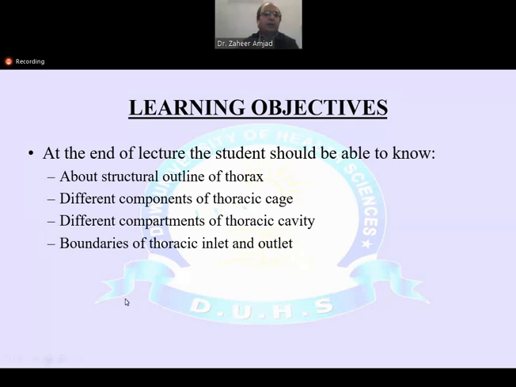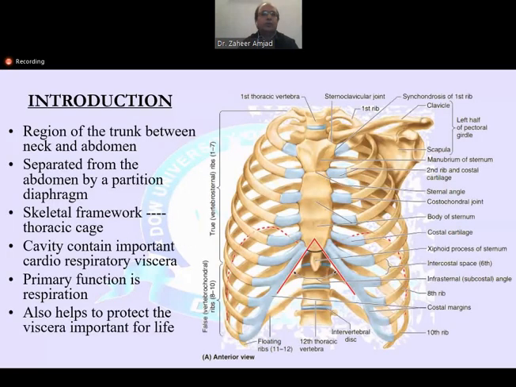You will be able to know the components of the thoracic cage, different compartments of the thoracic cavity, what are the boundaries of the cavities, what skeleton is responsible for making this thorax, and what is the mechanism of respiration. So talking about the thorax, thorax is the region which lies between the neck and the abdomen. The region between these two regions is the thoracic region.